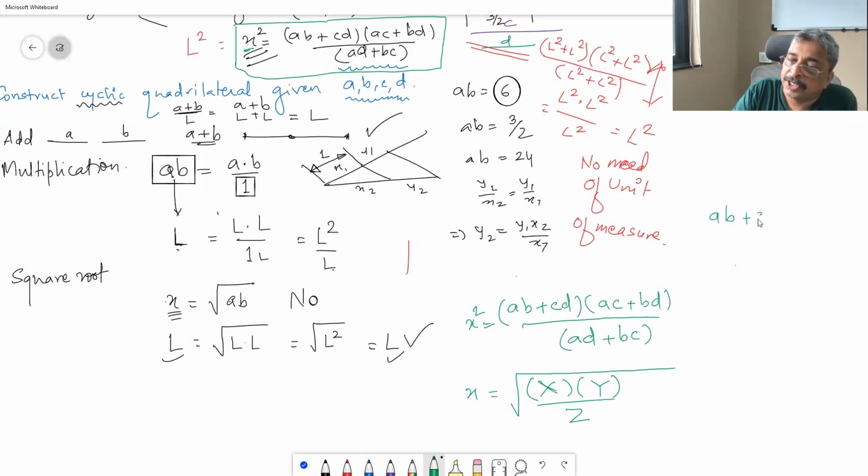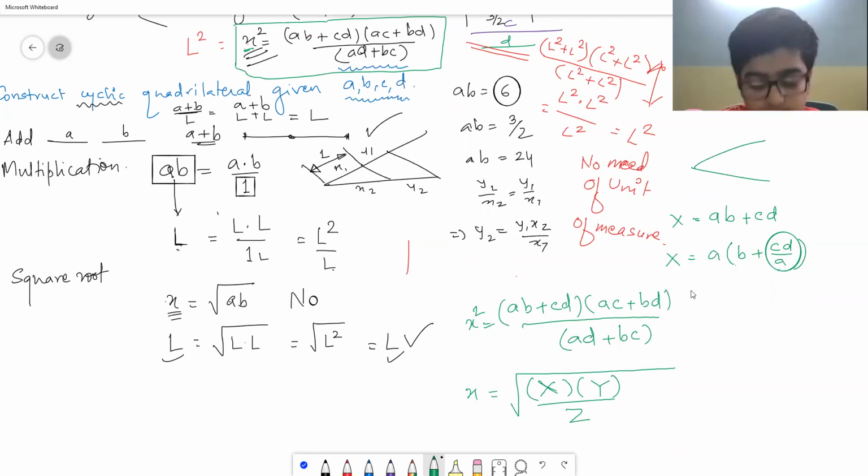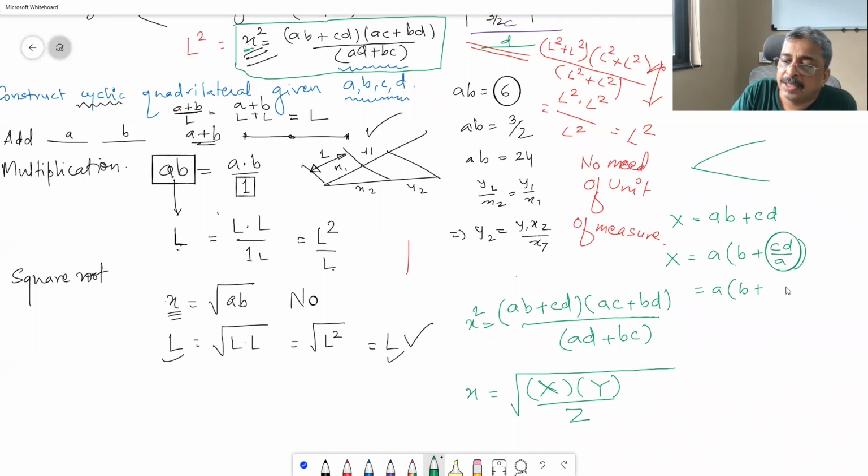We want to construct AB plus CD. So I am going to write A inside bracket B plus CD upon A. This is my X. Do you understand this algebra? A inside bracket B plus CD upon A. Can you construct the segment CD upon A? Yes. By this method, CD upon A is doable. Therefore, we get A into B plus K, where K is CD upon A. Can you get B plus K? Yes. A into some new segment, let me call this K2. So X is going to look like A into K2.